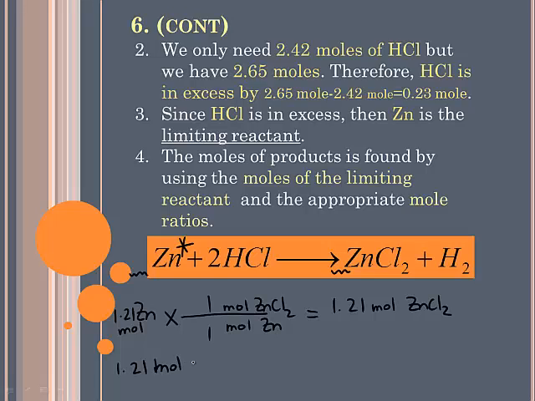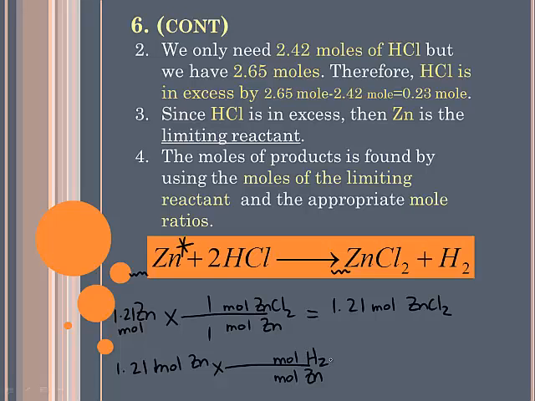I could do the same calculation to calculate the amount of hydrogen gas that I can make. Again, I start with the amount of my limiting reactant, my zinc. I draw an X and a line to change the unit. The mole unit goes on the bottom, and that's moles of zinc. The mole unit going side to side that I'm calculating goes on the top, moles of hydrogen.